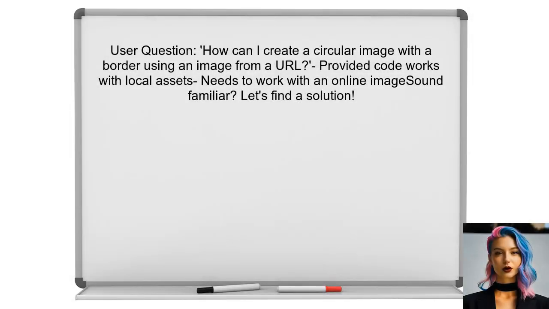Here's the specific situation we're looking at. One user asked, "How can I create a circular image with a border using an image from a URL?" They provided some code that works with local assets, but they need it to work with an online image. Sound familiar? Let's dive in and find a solution.